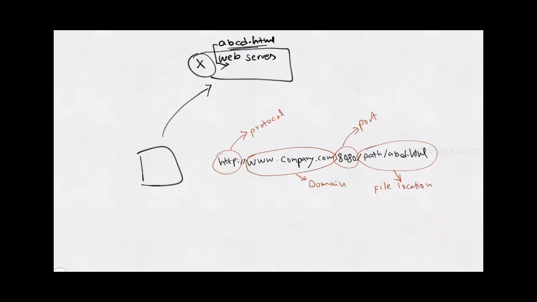The first part of this URL constitutes, by the way, what is a URL? URL stands for Uniform Resource Locator. And the resource that you want to locate on the web is abcd.html that we have here. So let's move on. The first part is the protocol. What protocol are we using to communicate with the server? In this case, it's HTTP.